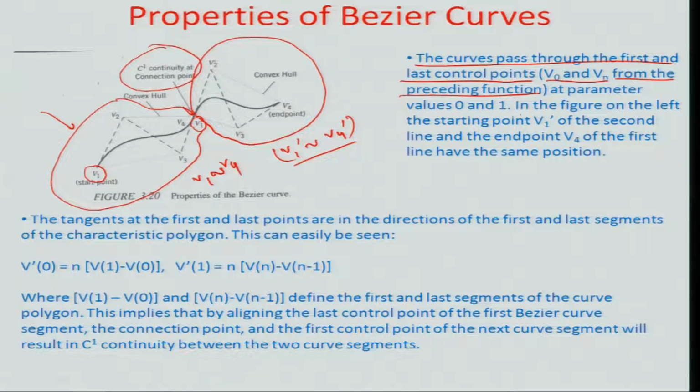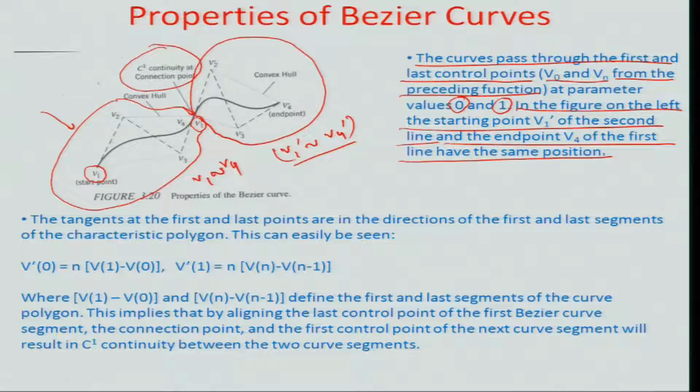Okay. And in the figure on the left, another thing is that you can correspondingly vary the V in a manner so that corresponding to t equal to 0 and t equal to 1, it represents the first and the last point, which are essentially to be included within the curve. Okay. It is not necessary that you include the remaining points. And in the figure on the left, the starting point V dash 1 of the second curve and the end point V4 of the first curve have the same position coordinates.